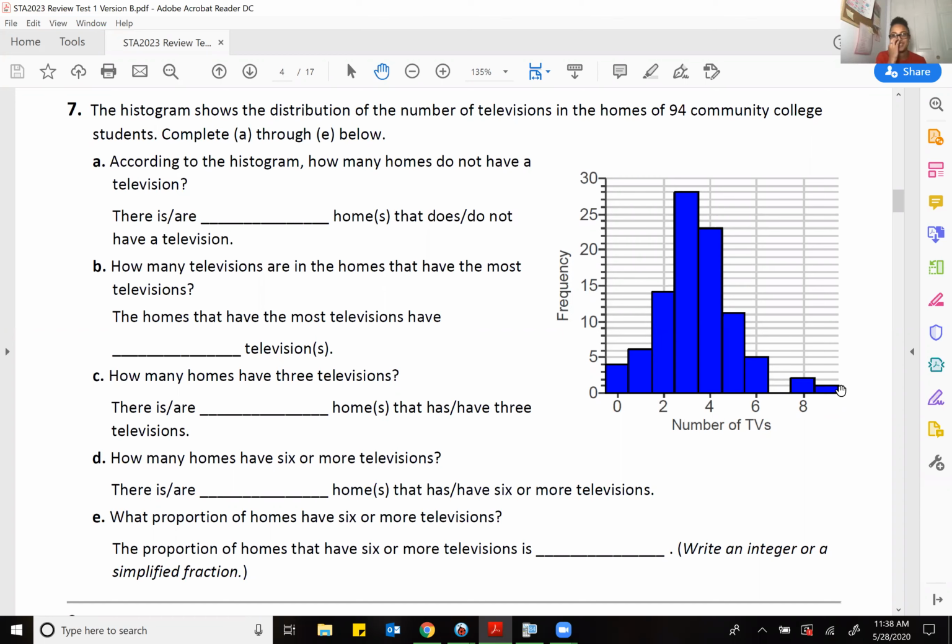Oh, there was more to the graph. I didn't see that. 9. So how many televisions does the home with the most have? They have 9 televisions. That's the answer.